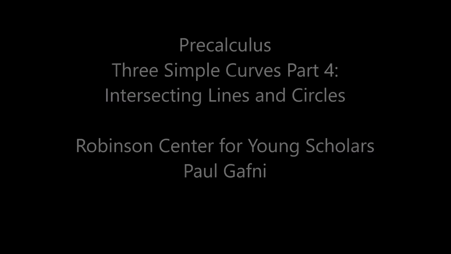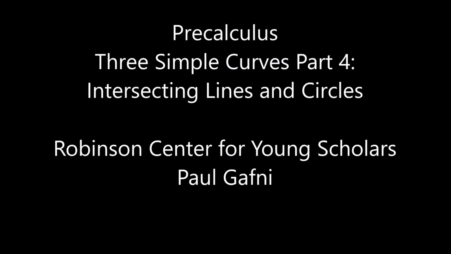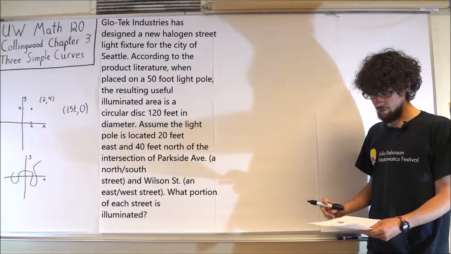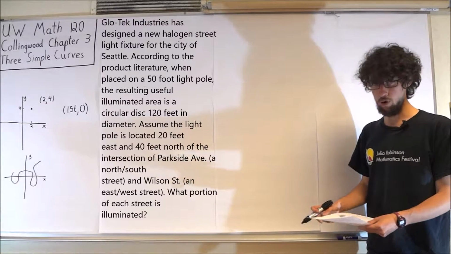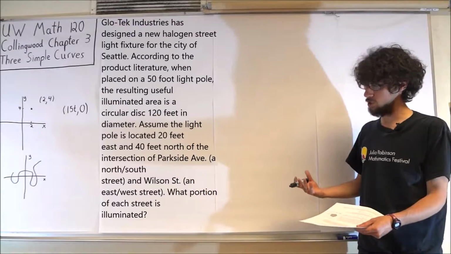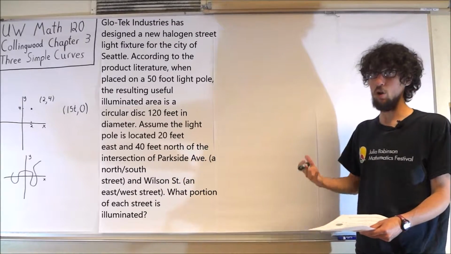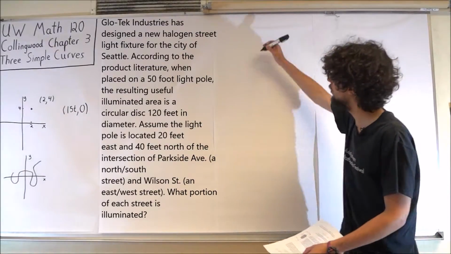The last section of chapter 3 deals with intersecting curves. Here's an example. We have a light pole which is 20 feet east and 40 feet north of some intersection. Because I'm given a position relative to this intersection, I'm going to make this intersection the origin.